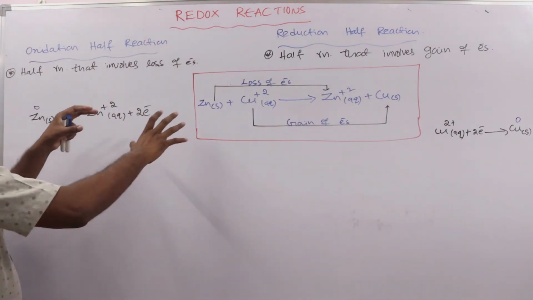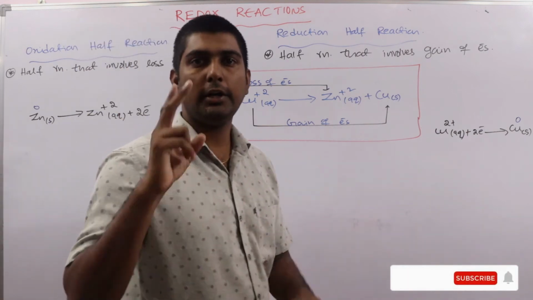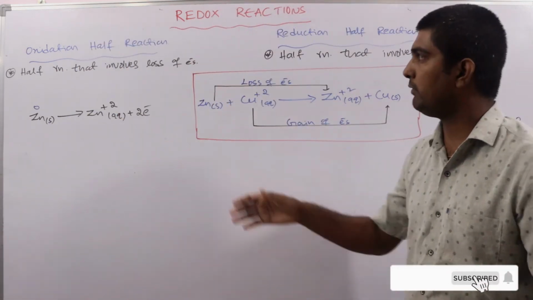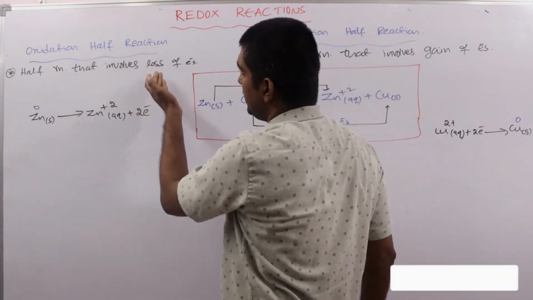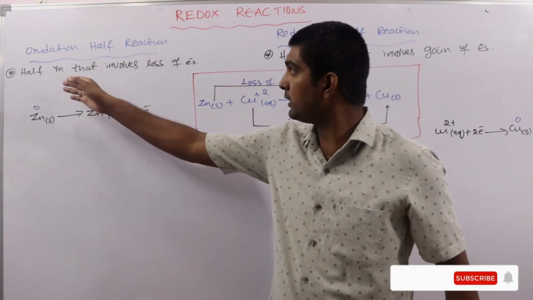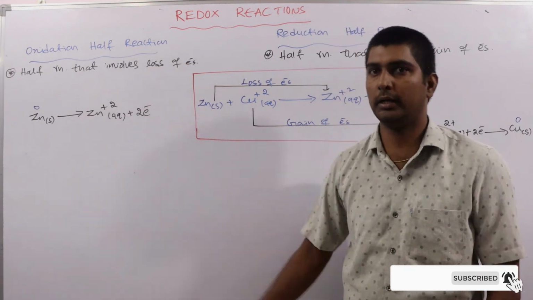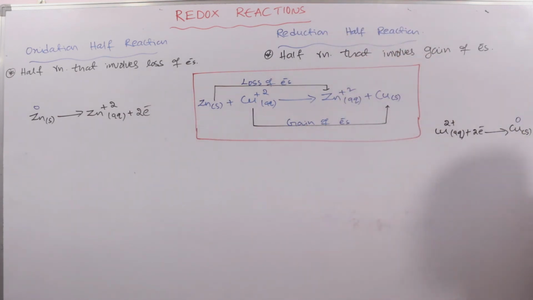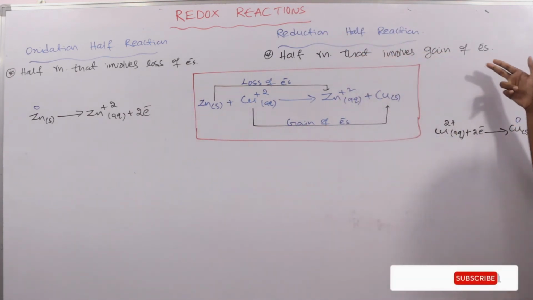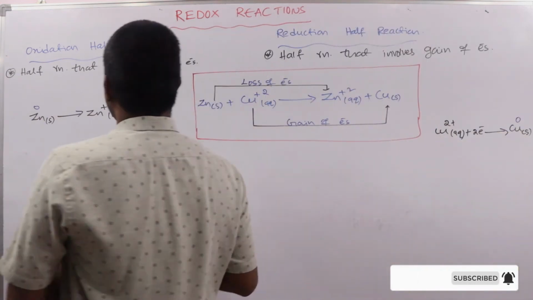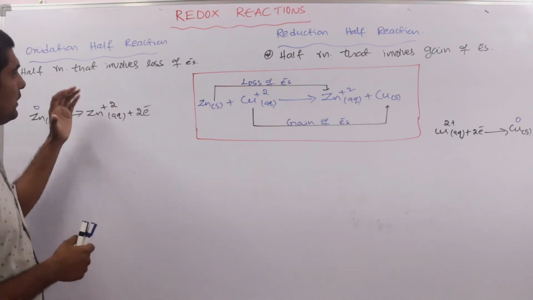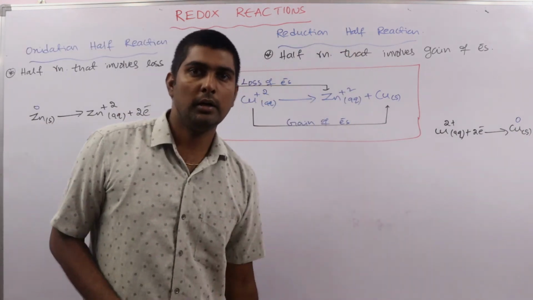Okay, so a redox reaction can be split into two parts, which are called half reactions. Oxidation half reaction means the half reaction that involves loss of electrons. Reduction half reaction means the half reaction that involves gain of electrons. Okay, clear? So this is about half reactions, the oxidation half reaction and the reduction half reaction.